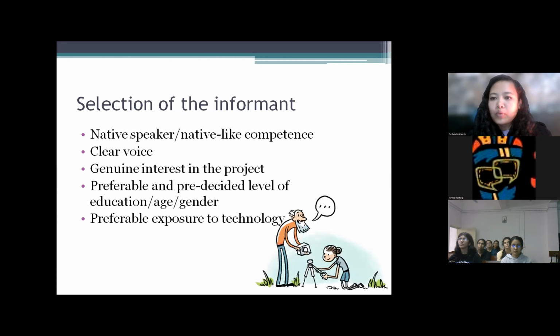The first and the most important thing that you need to do when you are doing data elicitation. First of all, we all know what data elicitation is, right? Elicitation, the verb itself, talks about getting something out or extracting some kind of information from your informant.